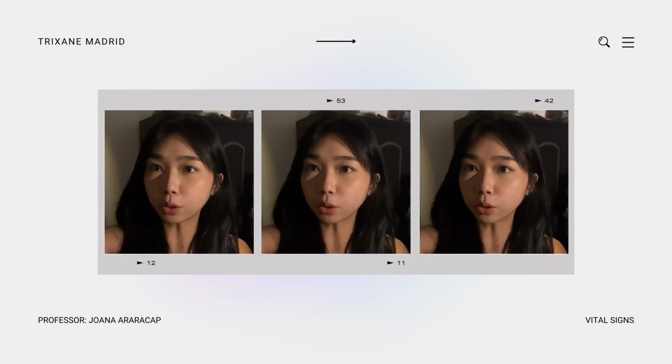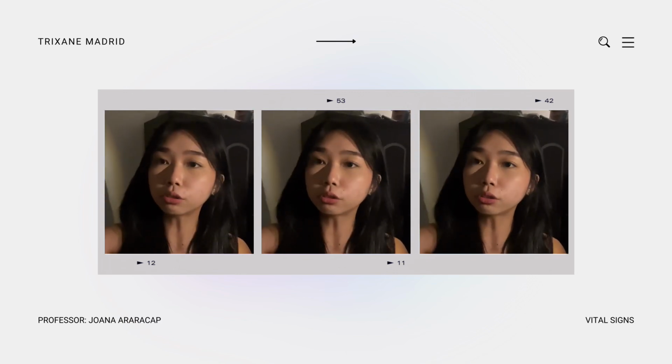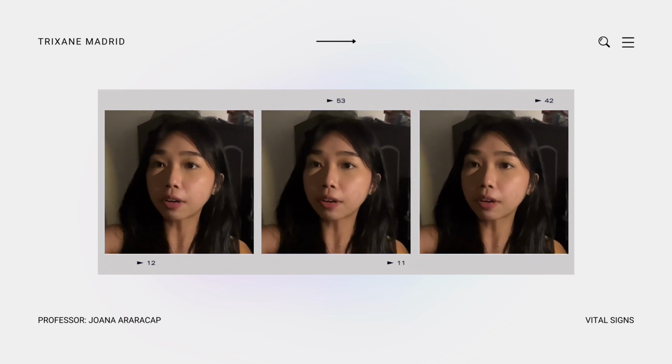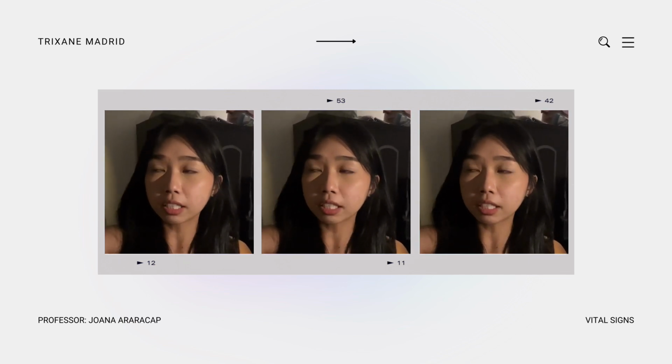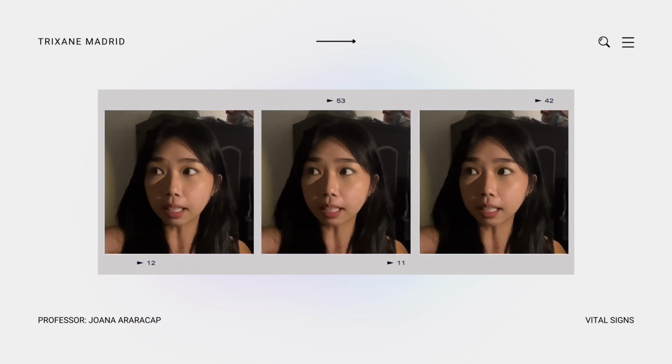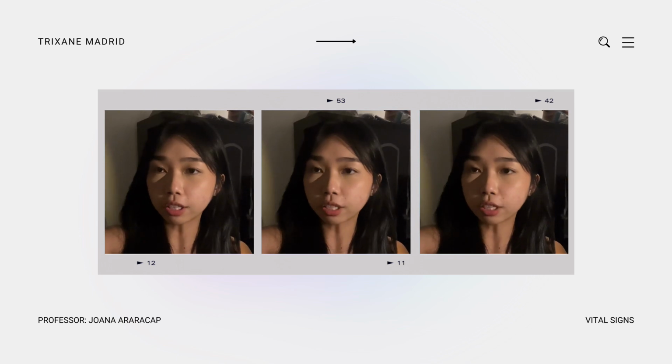And for today, I'm going to perform vital signs, also known as cardinal signs. Vital signs are an important part of physical assessment, which includes the measurement of body temperature, pulse, respiration, and blood pressure.